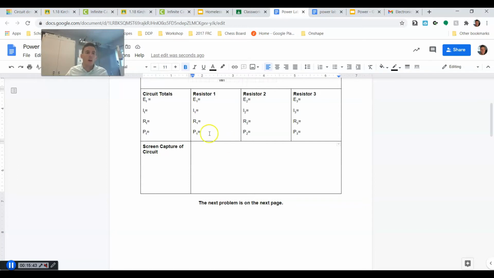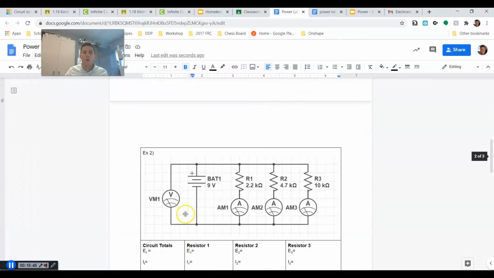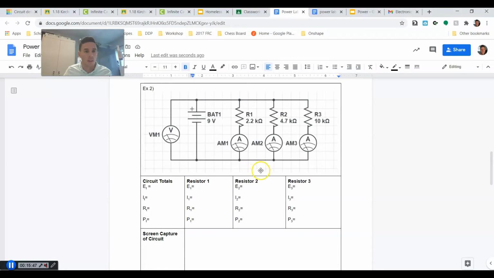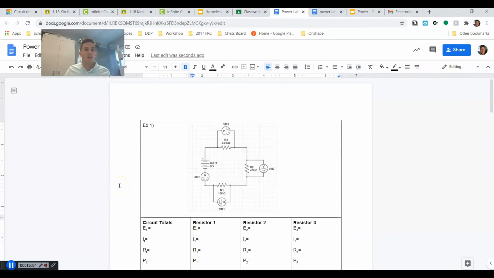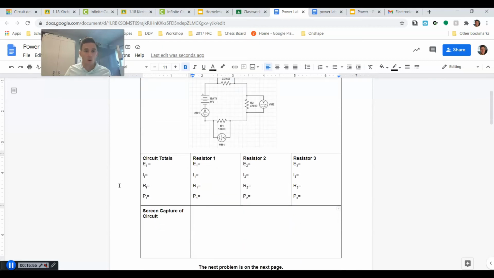In the next video, we are going to be talking about how to do the same thing, but in parallel. Once again, this is Power Lab 2 practice assignment, problem number 1, part 1, series circuits.